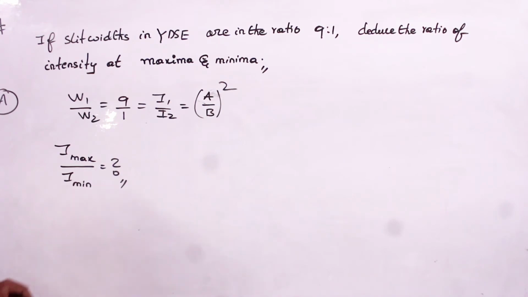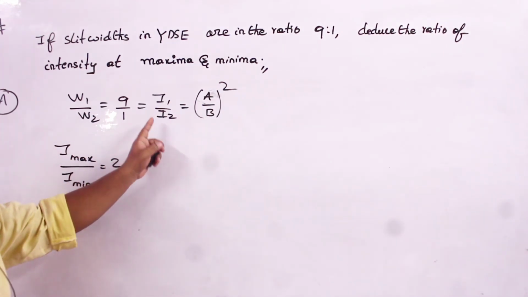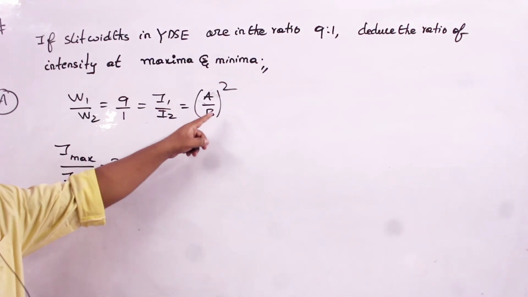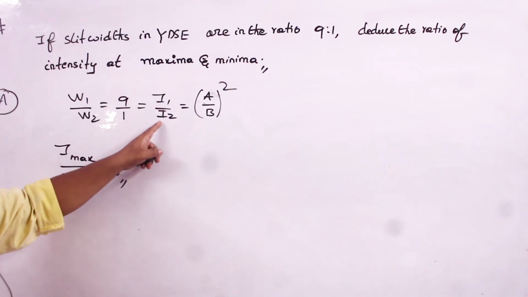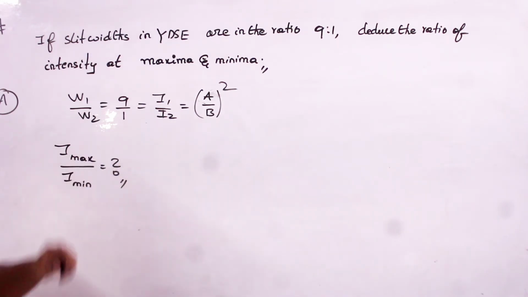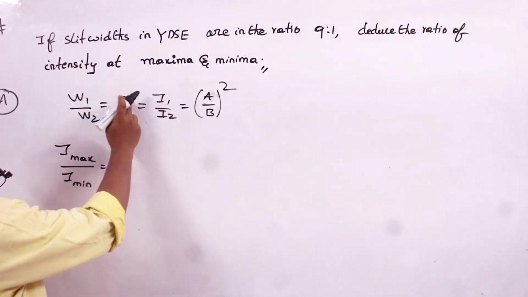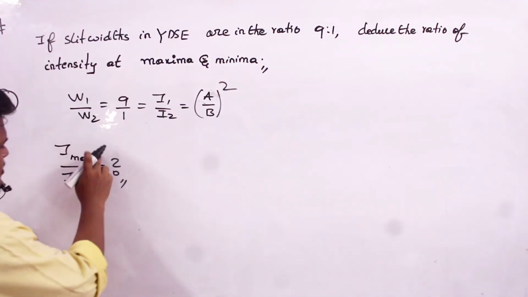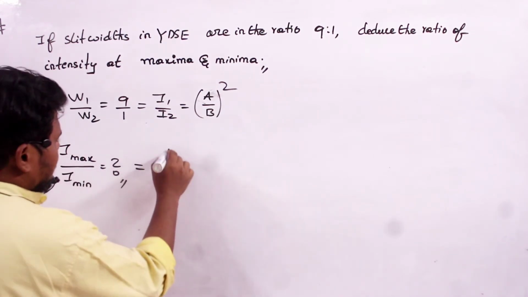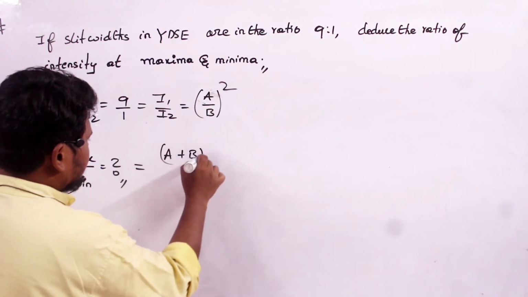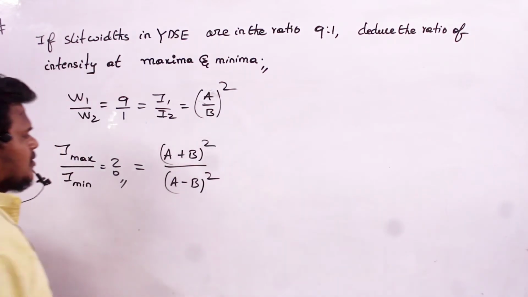Remember these equations. Slit widths are in the ratio of intensities, and intensity is directly proportional to amplitude square. So this is the intensity of the first wave, this is the intensity of the second wave. Now, therefore, what is the ratio I got? 9:1. Now the I max by I minimum ratio we also have. What is that? a plus b whole square divided by a minus b whole square. This ratio we have, no?